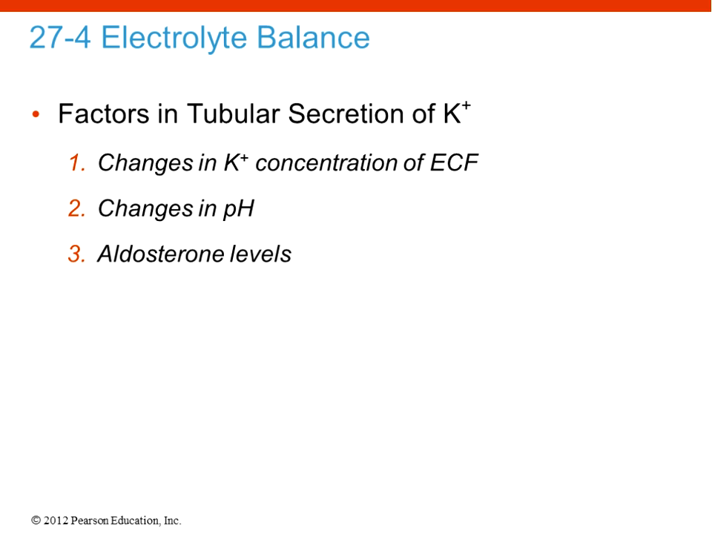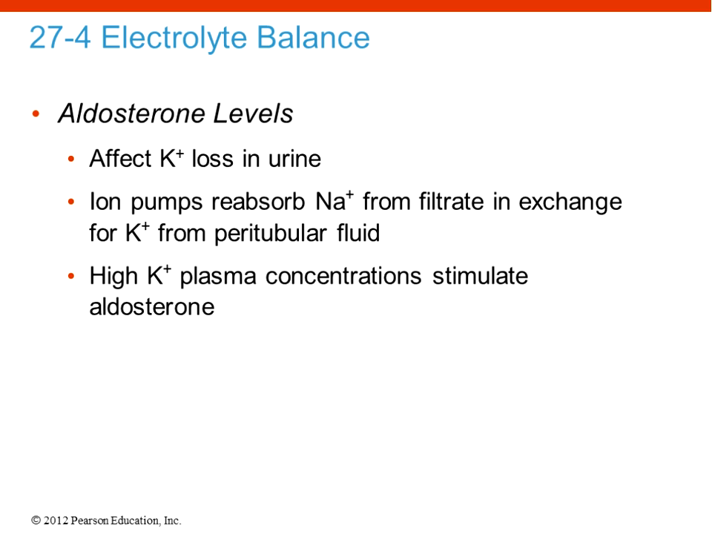So speaking of the urinary system, factors in tubular secretion of potassium ions. If there are changes in pH, depending on what the aldosterone levels are, and definitely changes in the potassium concentration of extracellular fluid, then that's going to determine how much potassium is released by the body, that's put into the secretions that becomes your urine.